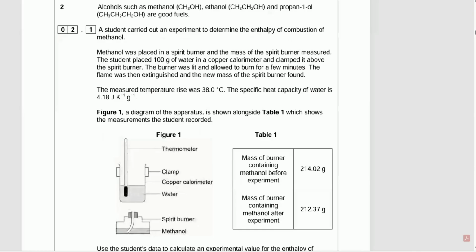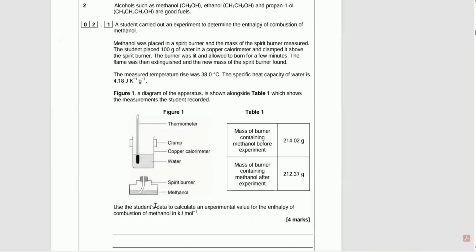So, what is the question here, folks? Use the student's data to calculate an experimental value for the enthalpy of combustion of methanol in kJ mol^-1, 4 marks. We've been given the mass of the spirit burner containing methanol before the experiment, 214.02 grams, and the mass of the burner containing methanol after the experiment, 212.37 grams.